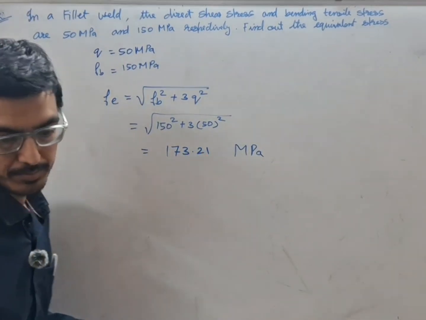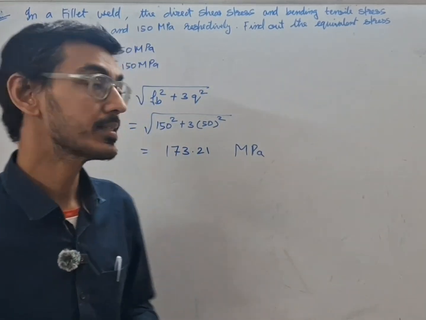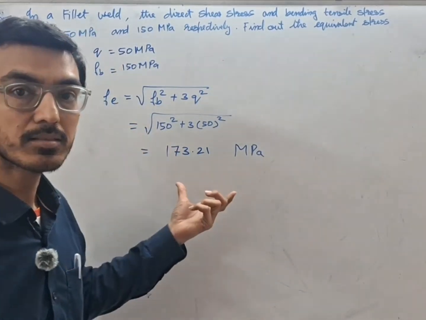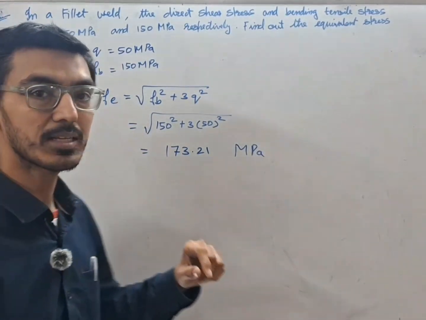173.21 MPa. So the fillet weld is designed for the equivalent stress of this much amount, 173.21 MPa.